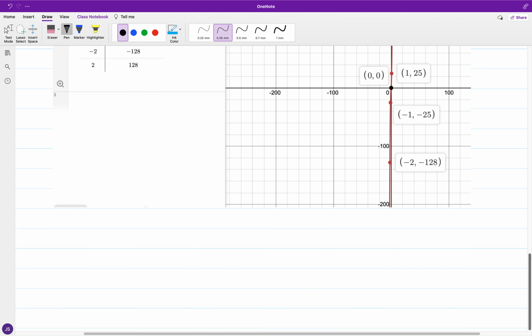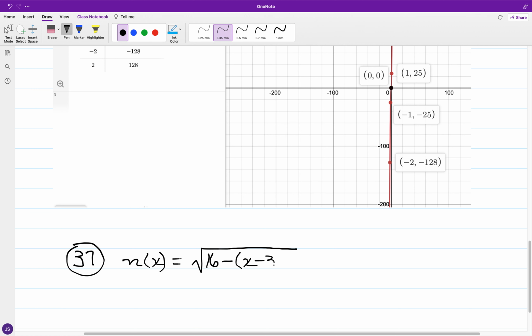Now, for our next function, which we're going to have in the form of n of x, we have for number 37, okay, this time we have n of x, and that is equal to the square root of 16 minus the square of x minus 3. And looking at what we have concerning n of x as well as n of negative x.